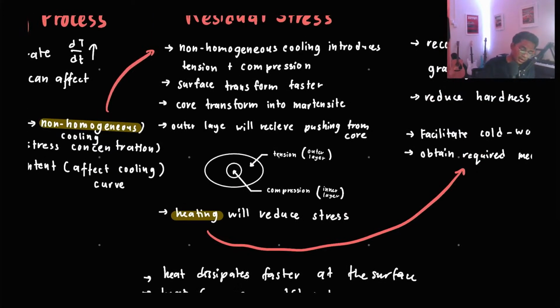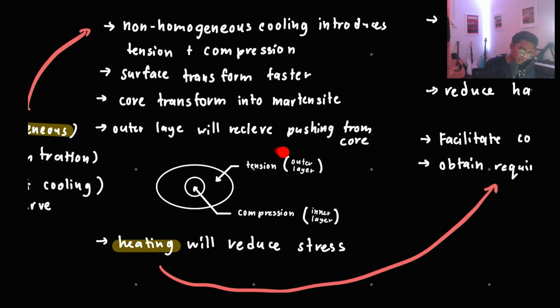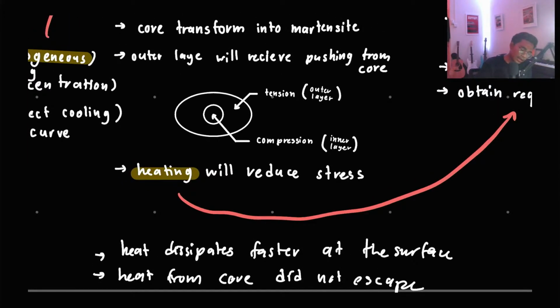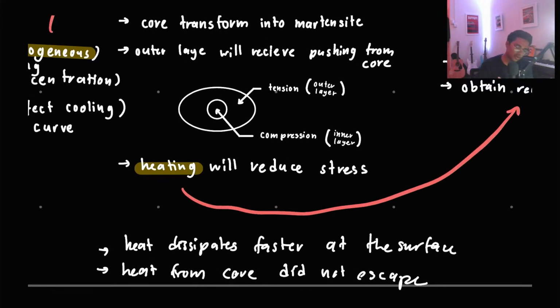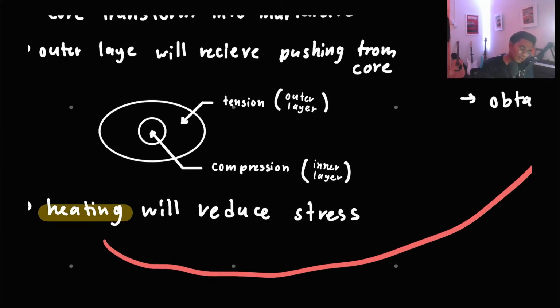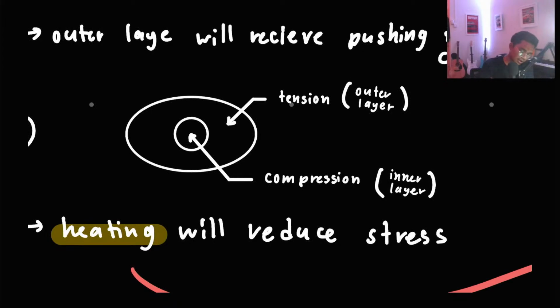Okay, so what does that mean? It means that the outer layer will receive pushing force from the core because it is expanding, because it is still hot. But the outer layer is in tension because it is already cooled down. So you have two different layers, the tension layer and the compression layer. This will introduce residual stress.